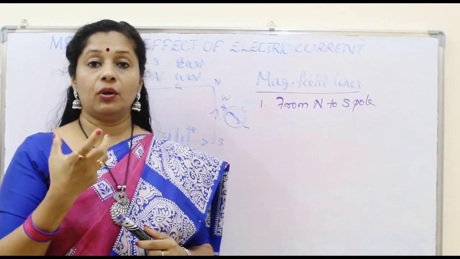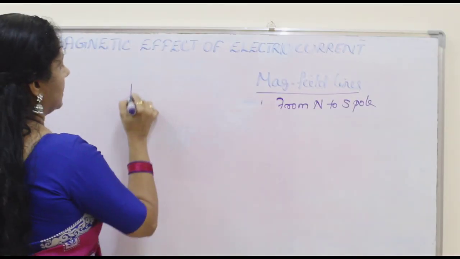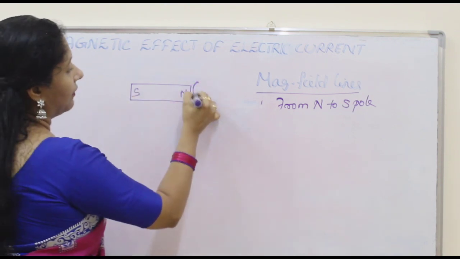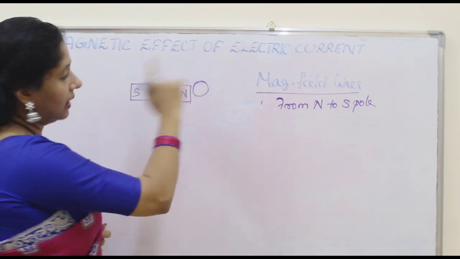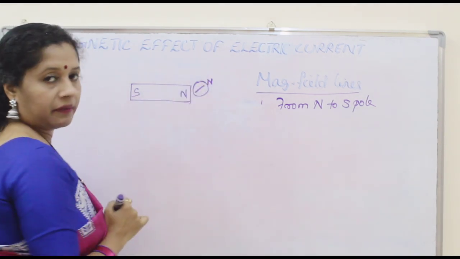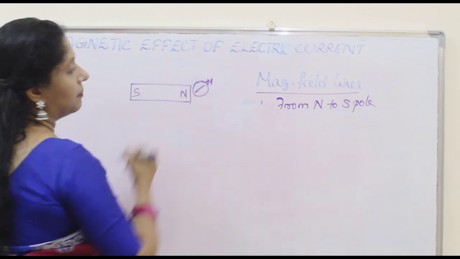Direction of magnetic field lines is from the north pole to the south pole. Okay, and how do we mark it? Suppose there is a magnet. So this is north pole, this is south pole. You have to bring a compass needle. We know that the compass needle will deflect showing north direction here. So wherever the north of the compass is showing, there we will put a dot.